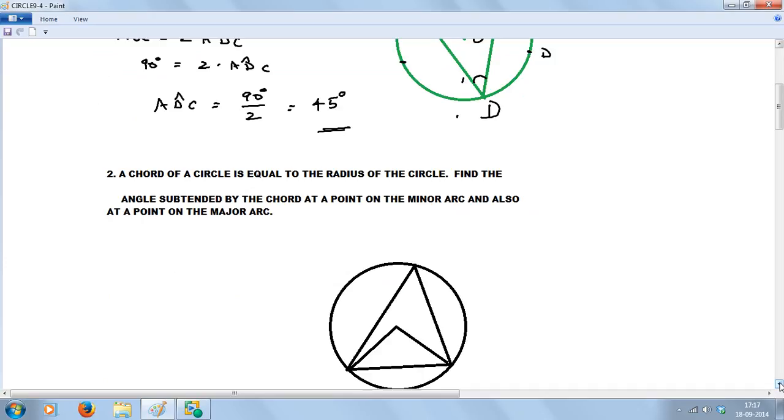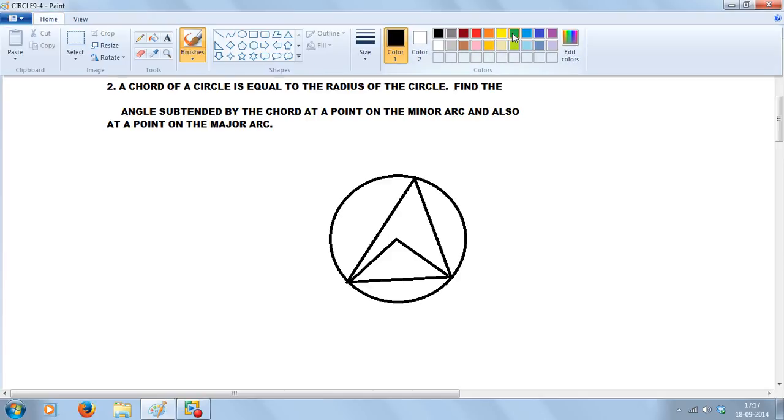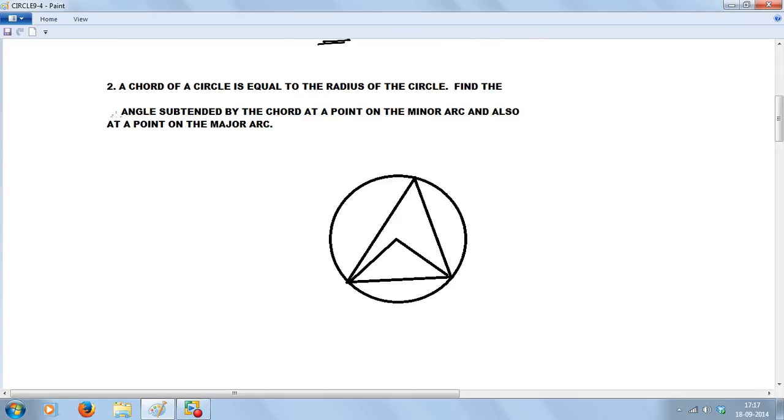So we'll try the next problem. A chord of a circle is equal to the radius of the circle. So chord is equal to radius. First we will draw a circle so that we can draw the diagram to understand what exactly it is. Let us take an example. O is the center. Let this be a chord AB. OA is the radius, equal to OB. It's also equal to AB, since the chord is given.